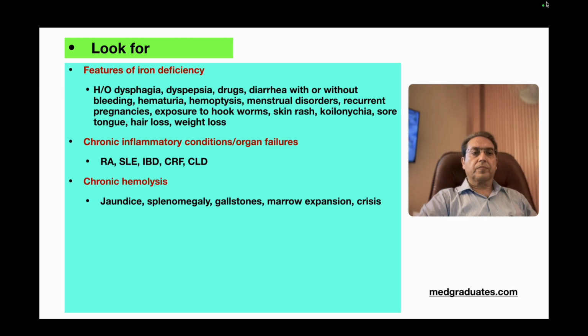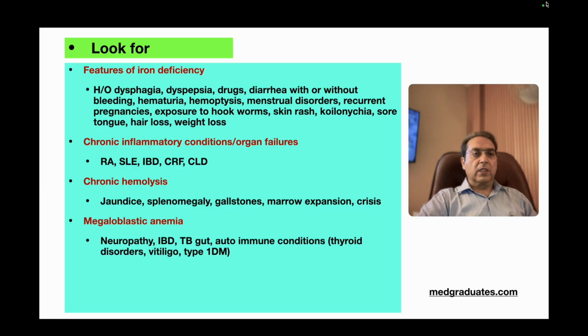Chronic hemolysis: the patient may be jaundiced, there may be splenomegaly, there may be evidence of gallstones, there may be evidence of marrow expansion, for example frontal bossing or squaring of the digits. Crisis situations may also be noted in patients with hemolytic anemias, for example, sickling crisis or aplastic crisis.